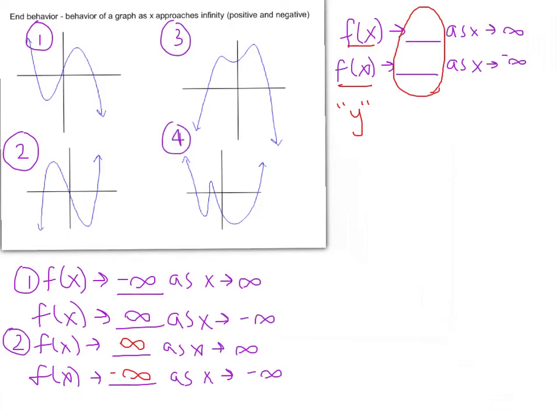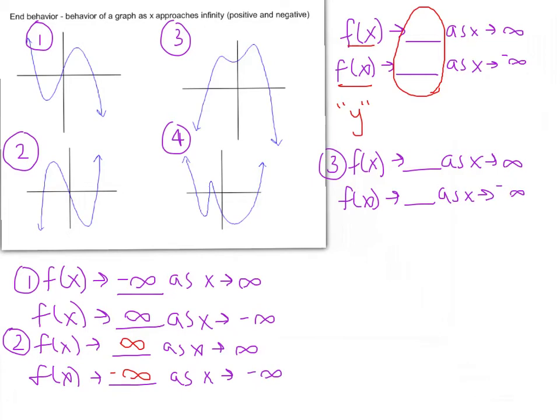Alright, we'll do these next two as well. So we're going to do the same exact layout. f of x approaches something as x approaches infinity. f of x approaches something as x approaches negative infinity. So here for the third graph, as x approaches positive infinity, that's on the right-hand side, and notice on the right-hand side this arrow is going down, so that means f of x approaches negative infinity. Same thing on the left-hand side, as x approaches negative infinity, notice that this graph is going down, so on the left-hand side this approaches negative infinity.